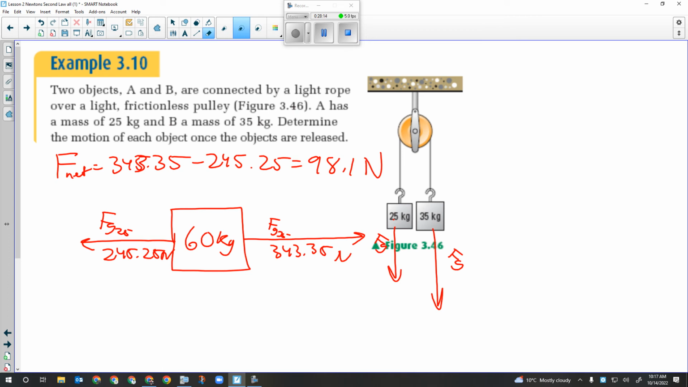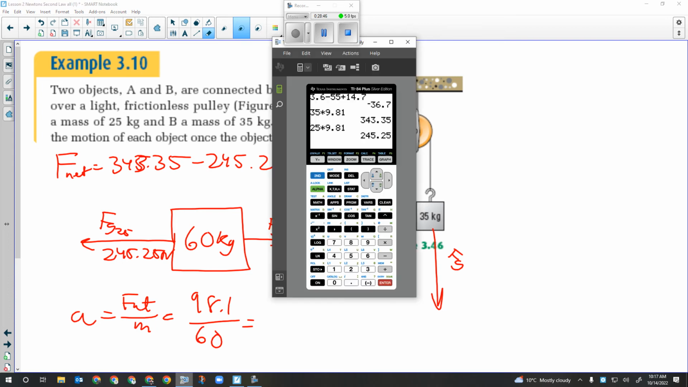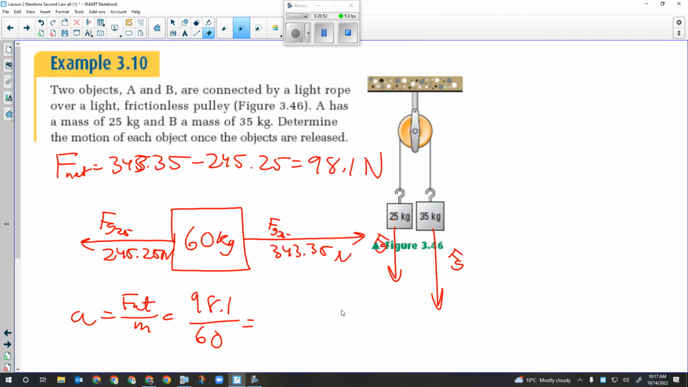Net force is 98.1 newtons. Can I calculate the acceleration of the pieces? How do I do it? Net force divided by mass. Exactly. F equals m times a. Okay, so we're going to have our 98.1 over 60. So 1.6 meters per second squared.